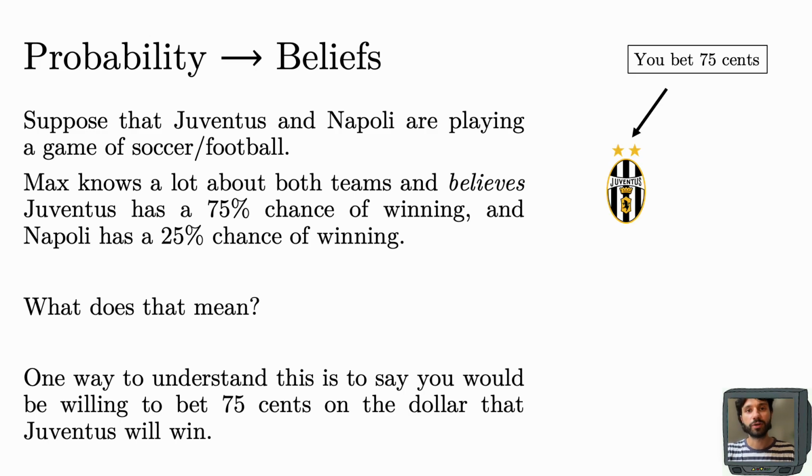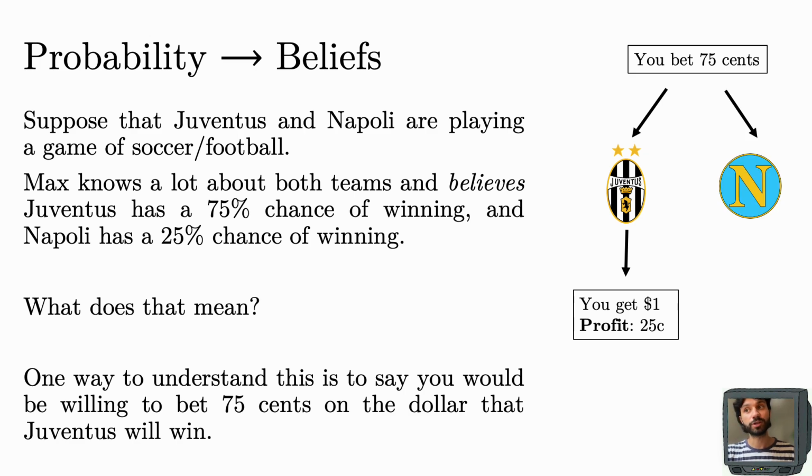Now, there's two outcomes. One, in which Juventus wins, right? And here you get back $1. So that's what it means to bet 75 cents on the dollar. So you lost 75 cents at the beginning with the option that if Juventus wins, you get back $1. So how much do you profit? Well, you profit 25 cents, right? $1 minus what you originally put in, which was the 75 cents.